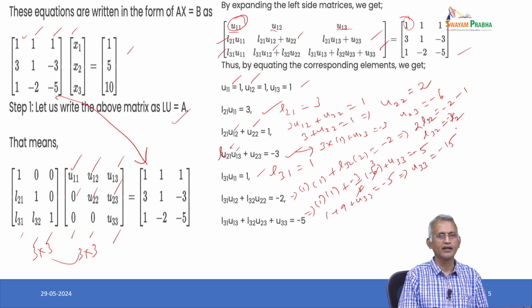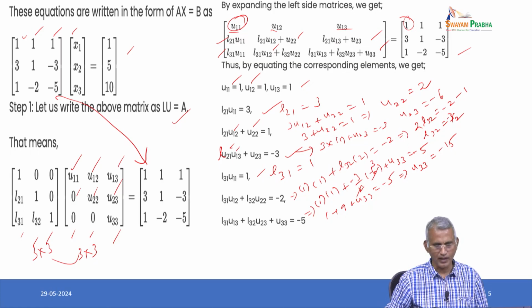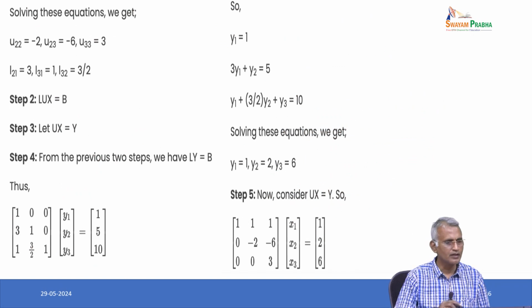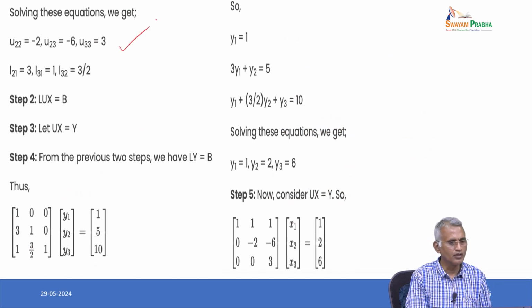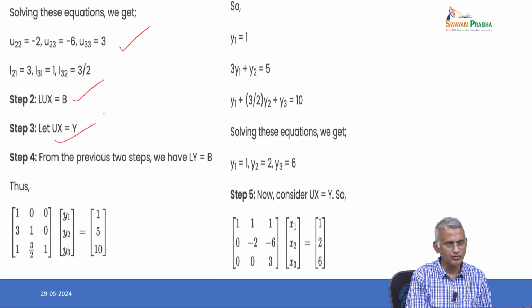So like that we can calculate all the unknown variables and substitute these values in the matrix, so that we have the values of U22 minus 2, U23 minus 6, U33 minus 3, L21 3, L31 1, L32 minus 3 by 2. Now, you know the steps of LUX equal to B, you call UX equal to Y. From the previous two steps we have LY equal to B.